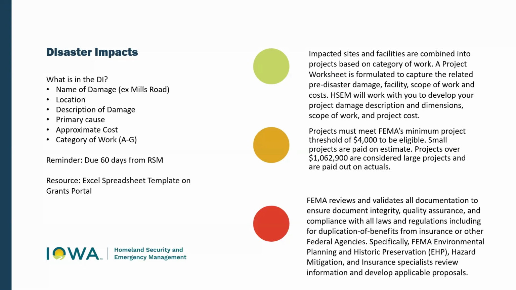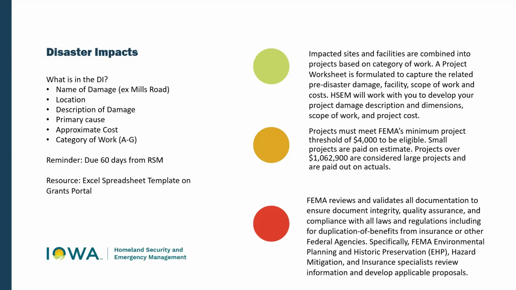Generally, within the process, first things are organized based on categories of work and facility types. So we would work with you to organize all of your damages into projects. We would then capture the related pre-disaster damage information into the project, scope the work that would need to be done to repair, or if the work's already been completed, scope the work that's already been done, and capture the costs of either to do the work or what work has already been completed.